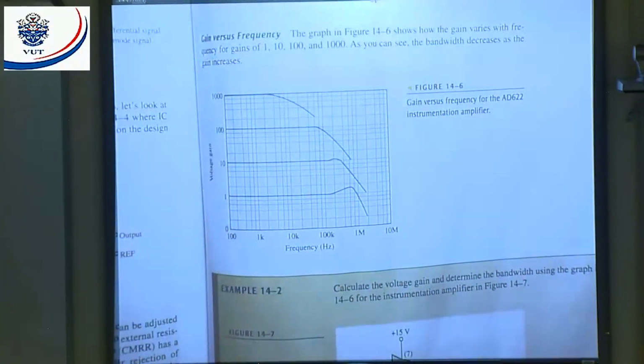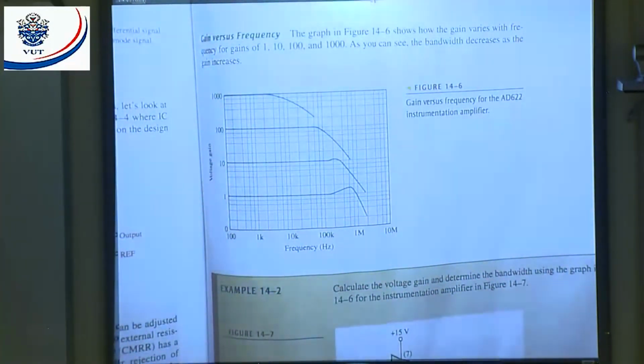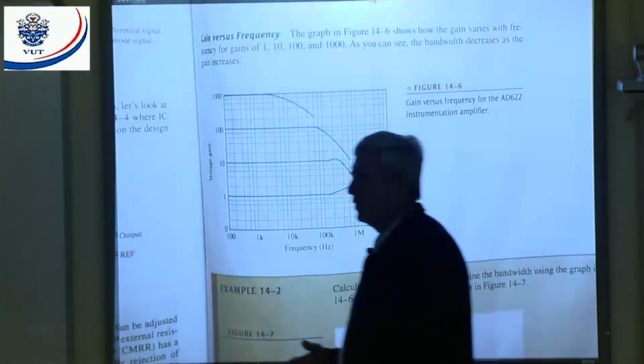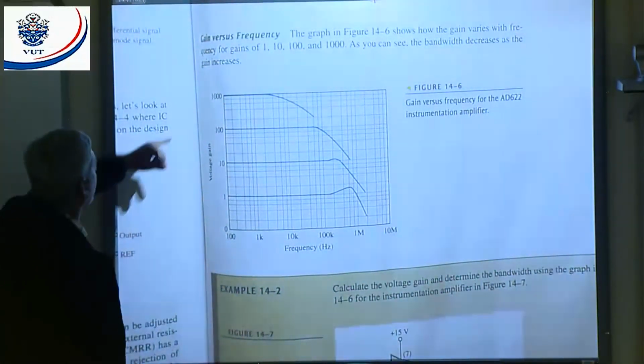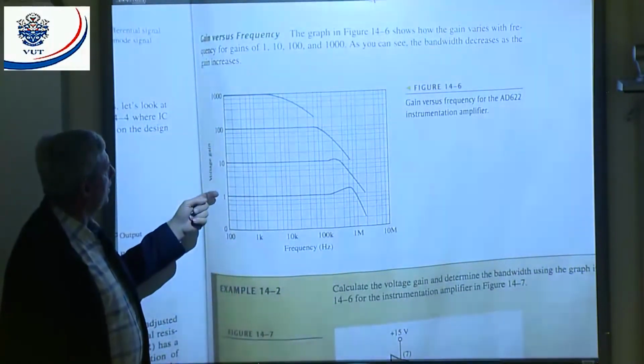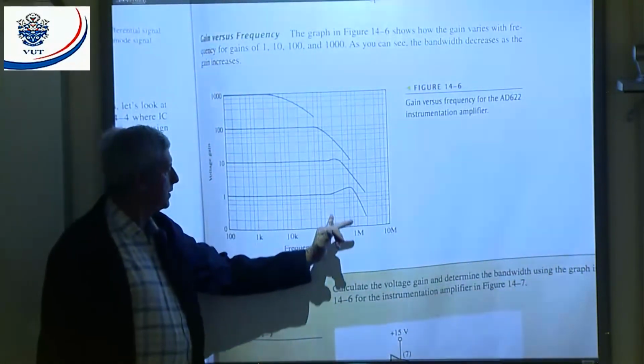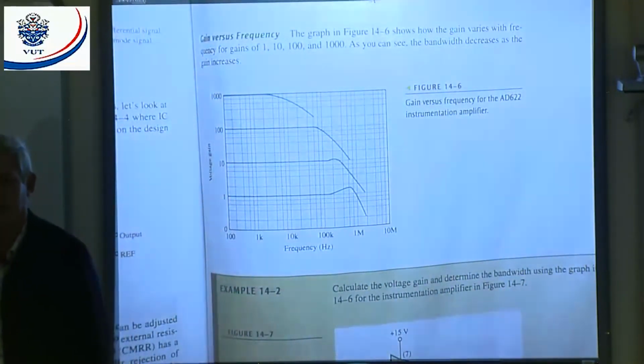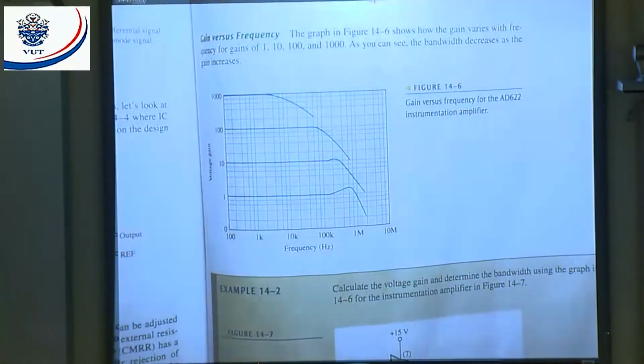If we look at the frequency response, you will notice the higher the gain, the smaller the bandwidth. If you go and look at the gain of 1,000, you will have a much smaller bandwidth. If we go and have a look at unity gain, you will notice your bandwidth will increase a lot. All right. That higher gain, smaller bandwidth. Lower gain, larger bandwidth.